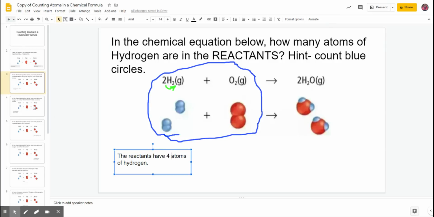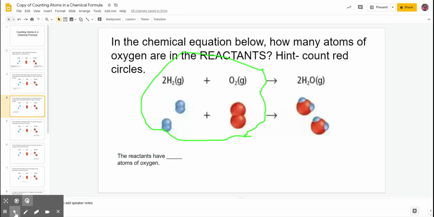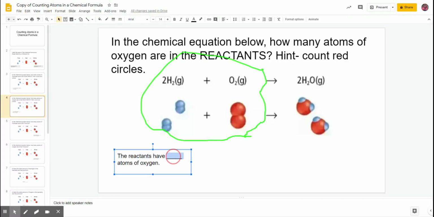All right, now let's go to the next page. In the chemical equation below, how many atoms of oxygen are in the reactants? Remember, I'm only looking at this left-hand side because that's my reactants. My reactants have oxygen right here, with no coefficient and just O2. So that means 2 atoms of oxygen. Another way is to do this visually and look at how many literal atoms there are. If the atoms are represented by these circles, how many red circles are there? Well, there's 1, 2. Great.